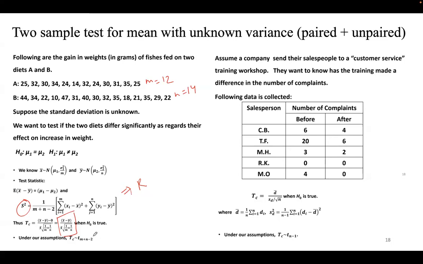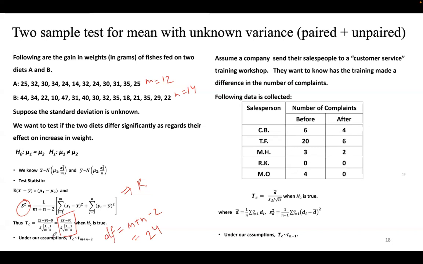Once you have that value, you need to identify where the critical region is. And here, the degree of freedom is important for the t distribution. So degree of freedom is equal to m plus n minus 2. In this case, that's 12 plus 14 minus 2, so that's 24. Based on 24, you can calculate where the critical region is lying, and then you can see where the t statistic is with respect to that critical region.